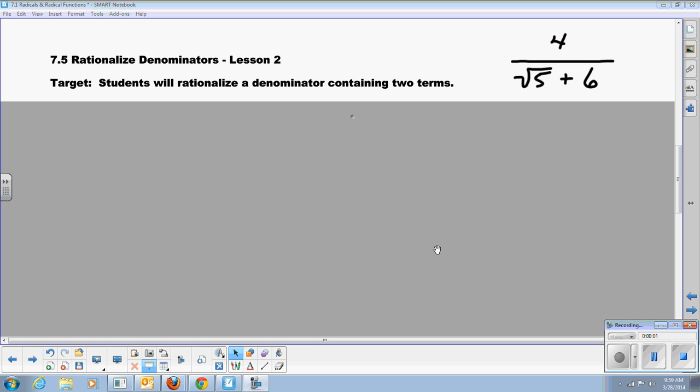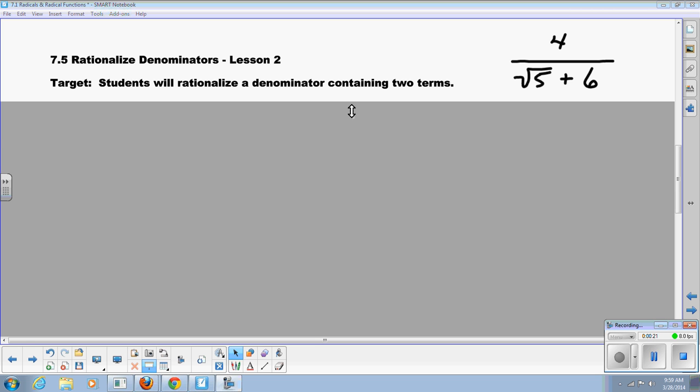Our second lesson in 7.5, rationalizing denominators, lesson 2. We're going to be rationalizing a denominator that has two terms. For example, over here on the right, you see 4 over the square root of 5 plus 6. I'm going to show you how we rationalize this type of denominator.